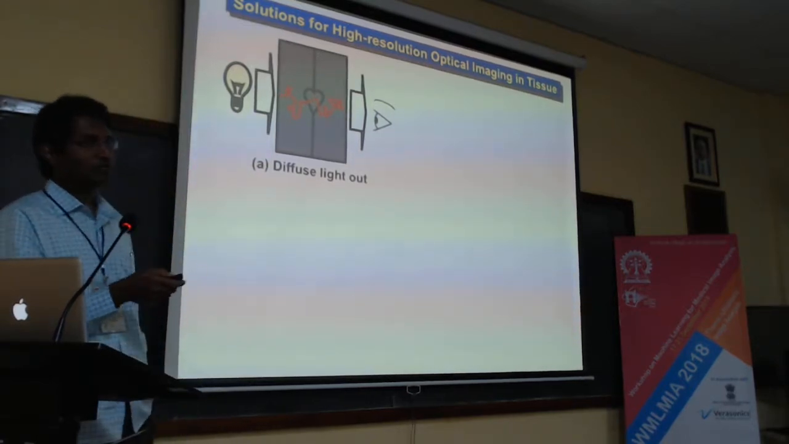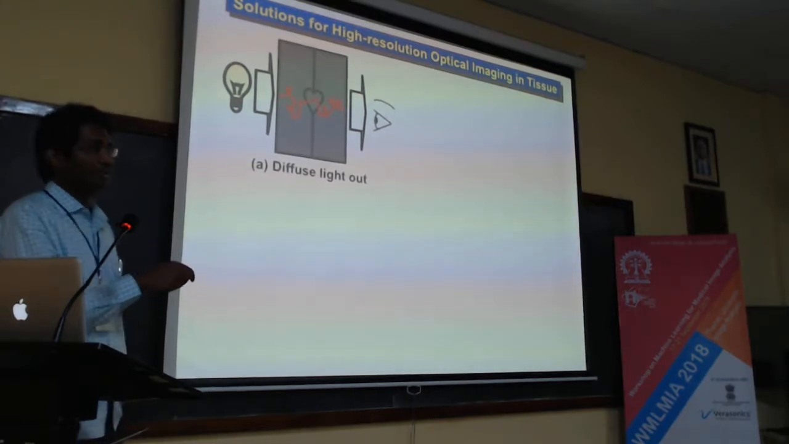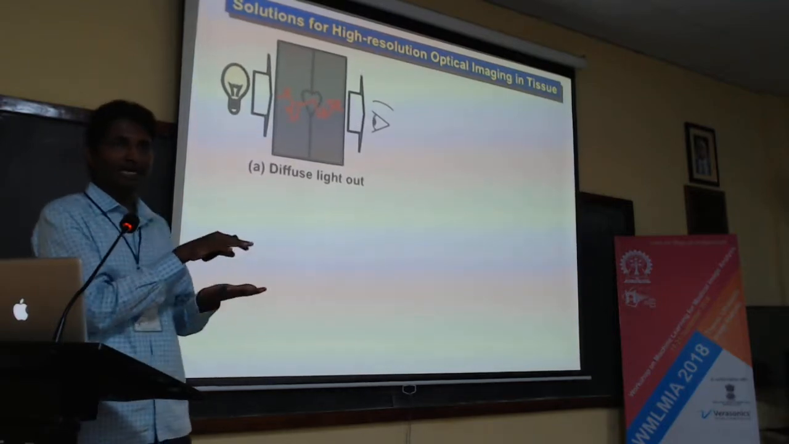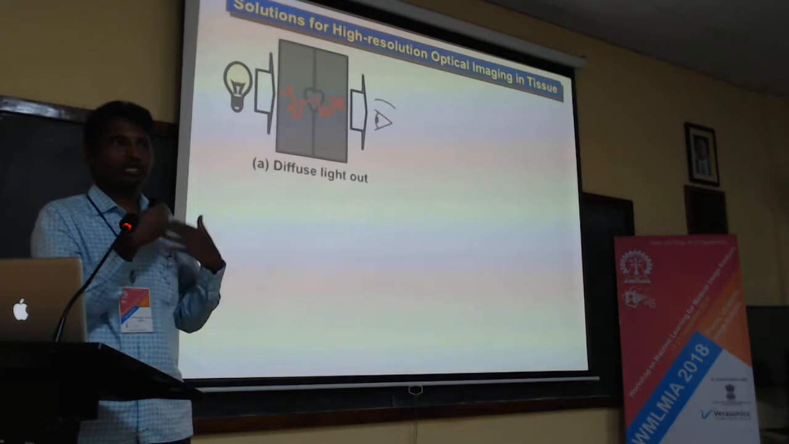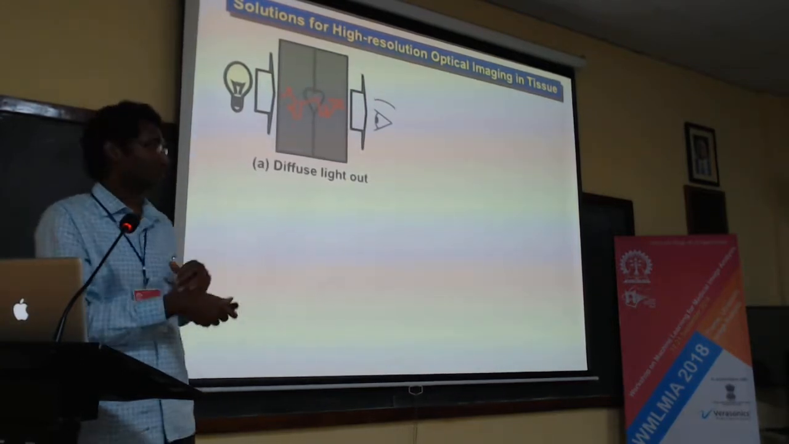What is happening in diffuse light is that you are sending light and you are detecting the light, and the light is going through multiple scattering events. It's not going in straight lines. When scattering happens, it changes its direction. So for the detected event, you don't know exactly where it is happening. It's all randomized in some sense.